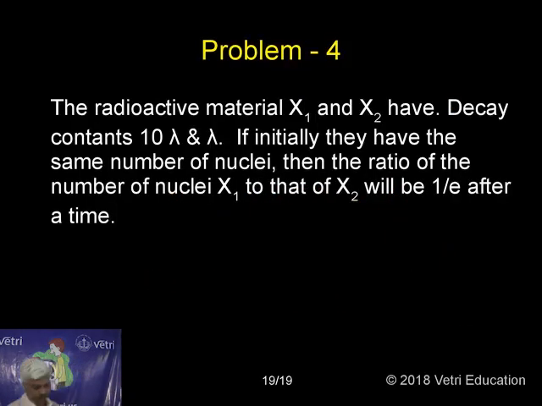The last problem: the radioactive materials X1 and X2 have decay constants 10 lambda and lambda. This is also an interesting problem and also the last problem. If initially they have the same number of nuclei, then the ratio of the number of nuclei of X1 to X2 will be 1 by e after a time. So how can you solve this problem?